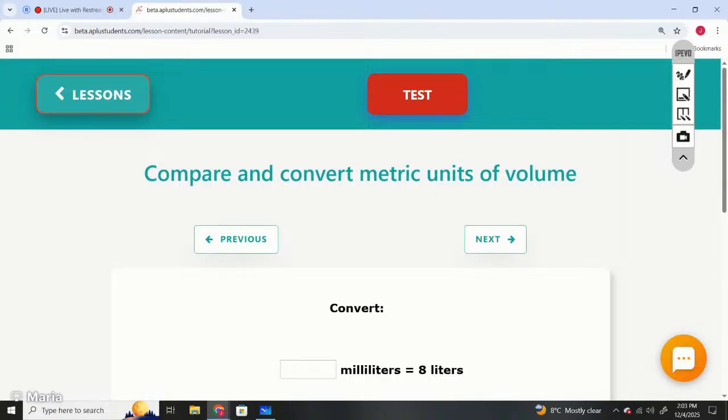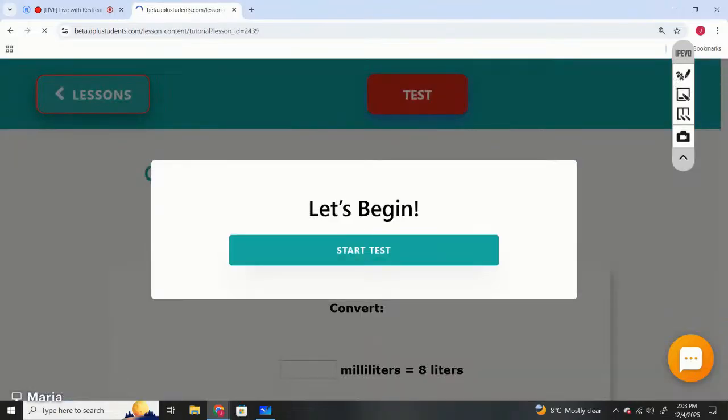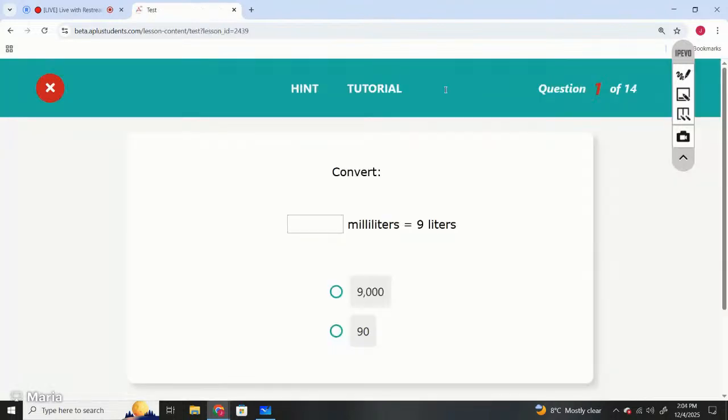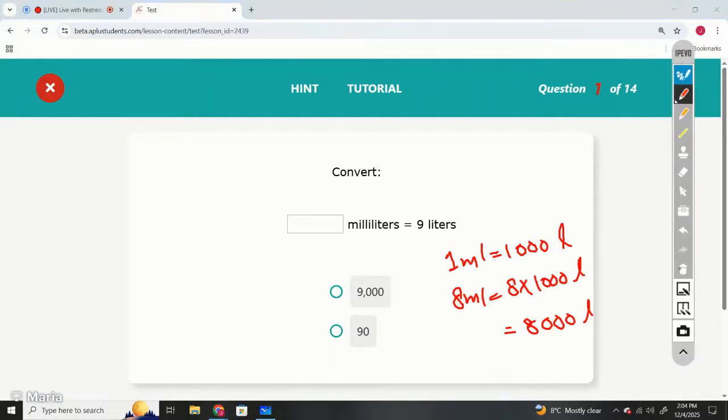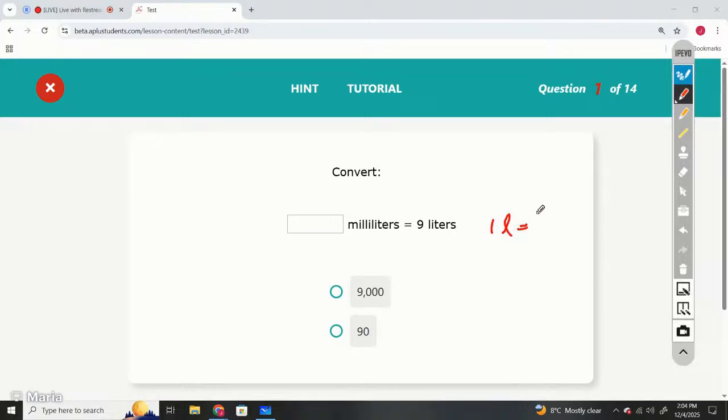Let's start with the test questions. So basically we need to learn the basic conversion units and then we have to convert, right? 9 liters equal how many milliliters? So 1 liter equals 1000 milliliters, right? So 9 liters equal 9000 milliliters. So option number 1 is the correct one.